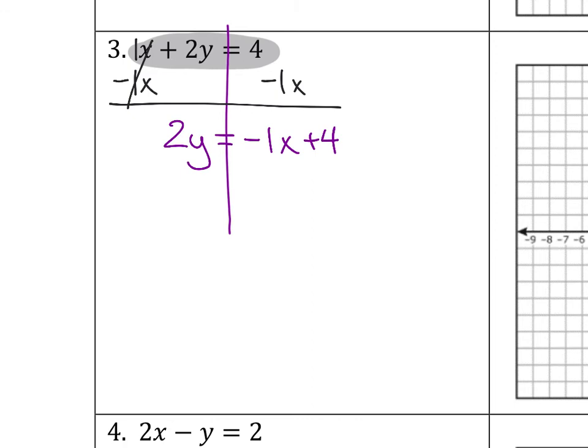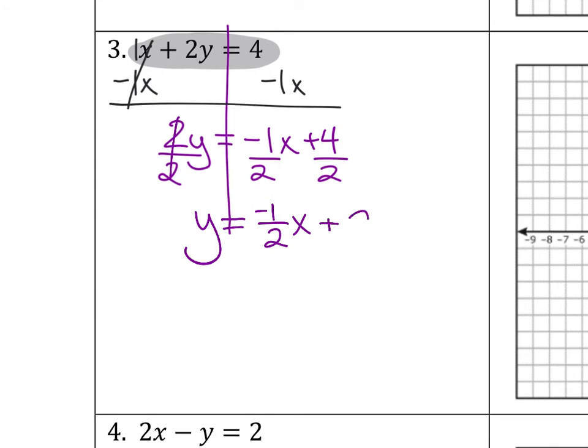And now, Adrian, what am I about to do? Divide by 2. Now, am I dividing by 2 or negative 2? Okay, look at the problem. Am I dividing by 2 or negative 2? 2. Very cool. So then I actually do all those divisions. This would be y equal to negative 1/2 x, and then 4 divided by 2 is 2.